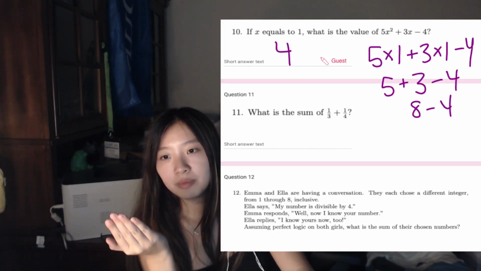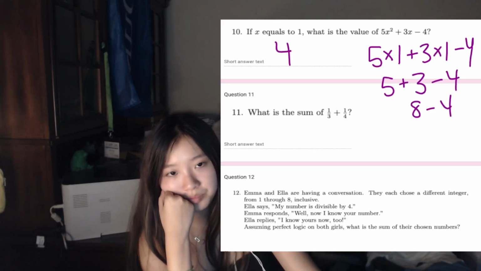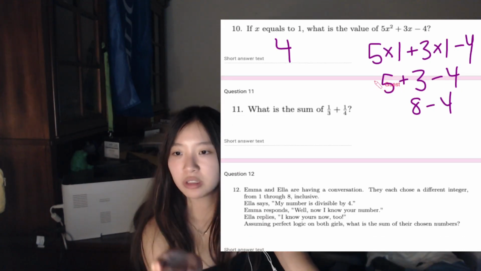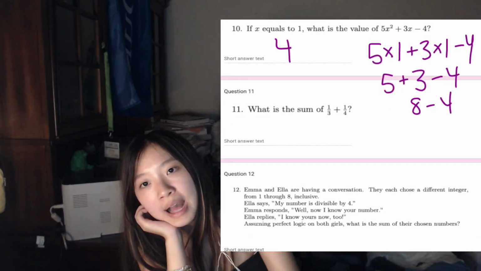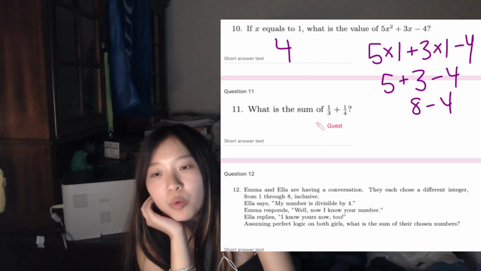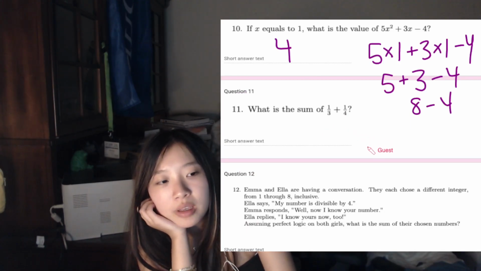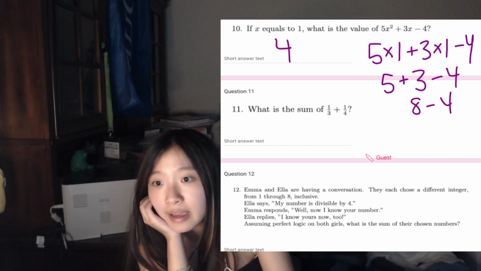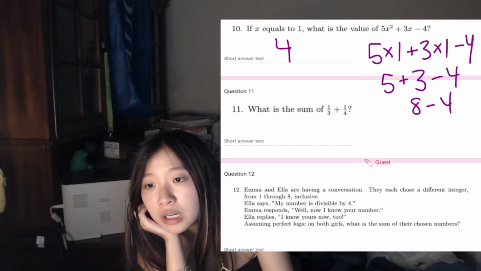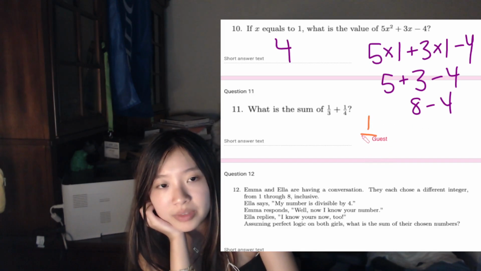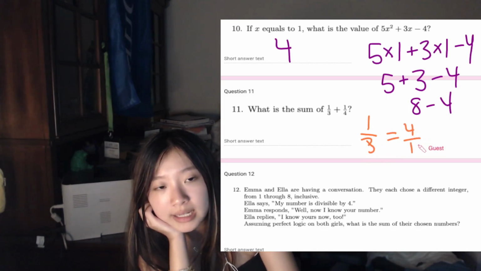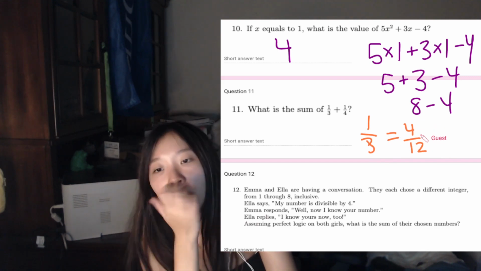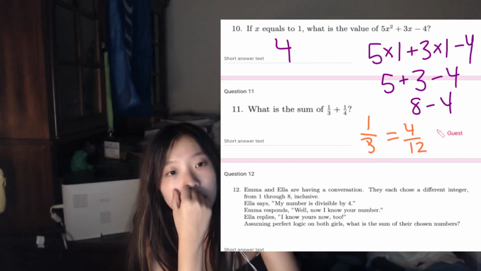So, very computational. Next question, again, more computation. Wow. We want the sum 1/3 plus 1/4. And how to add fractions? Well, we want a common denominator. And let's say our common denominator is 12. So 1/3 is actually equal to 4 over 12. And that is because I can multiply 4 by top and bottom to get 1 over 3.